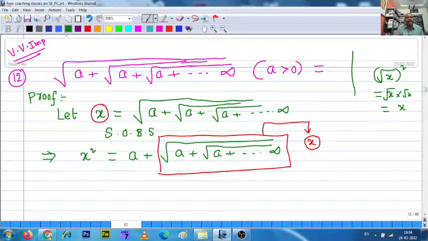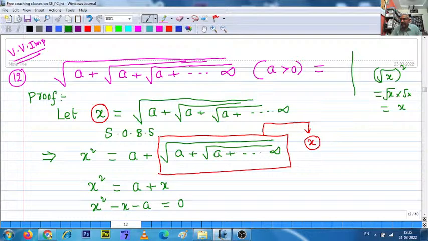So this now becomes x square equals a plus x. So bring x to this side, and a also. So x square, if you bring x plus a to the left hand side, x becomes negative x and a becomes negative a, equal to 0.